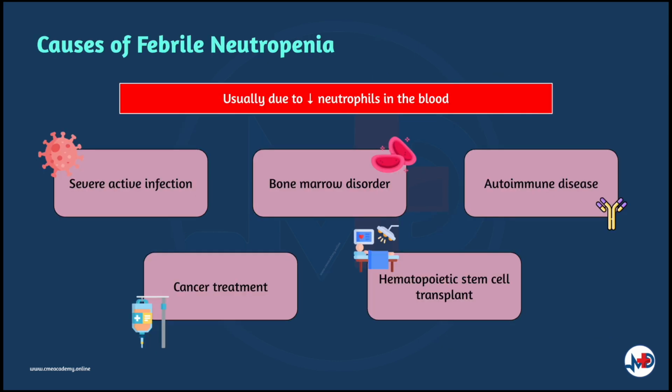Neutropenic fever is caused by conditions that decrease neutrophil production or increase neutrophil destruction. Some of these conditions include severe infections such as sepsis, hepatitis or tuberculosis, bone marrow diseases such as aplastic anemia or myelofibrosis, autoimmune diseases such as systemic lupus erythematosus or rheumatoid arthritis, cancer treatments such as chemotherapy or radiation therapy, and hematopoietic stem cell transplant.